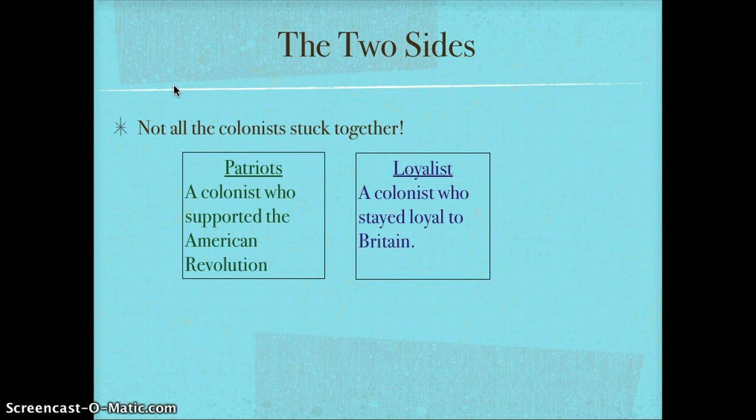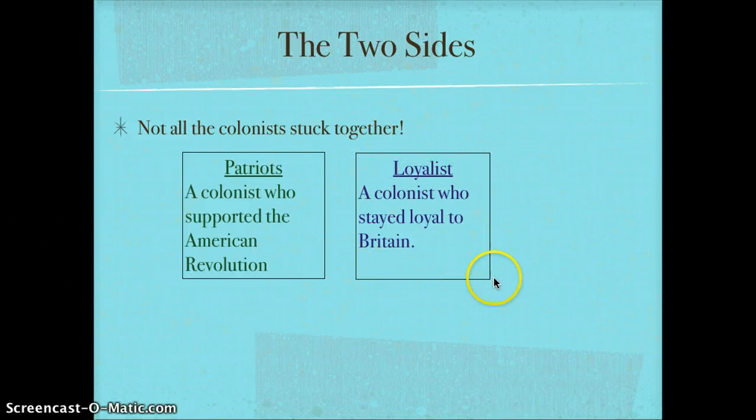However, there were two sides over in the colonies of the United States. Not all the colonists stuck together. There were two sides. One were the Patriots. The Patriots are colonists who supported the American Revolution. This meant that they were fighting for their independence from Britain.